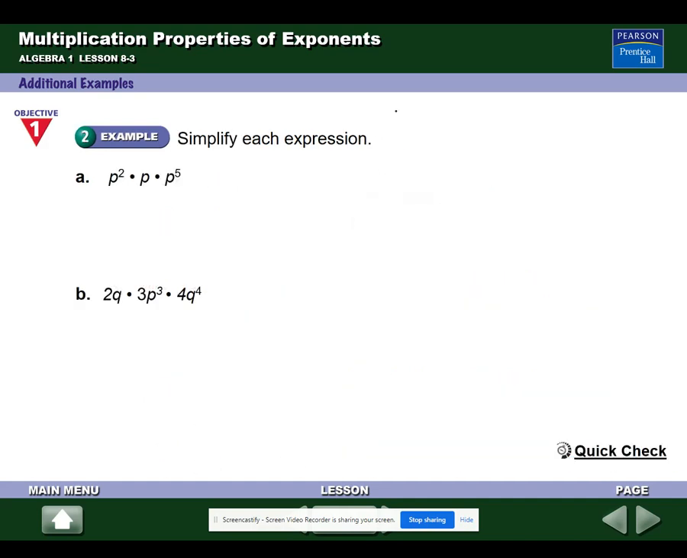Next. P to the 2nd times p to the 1, right? There's understood to be a 1 right here, times p to the 5th would be p to the 2 plus 1 plus 5. That would be 8. P to the 8th is the answer here.